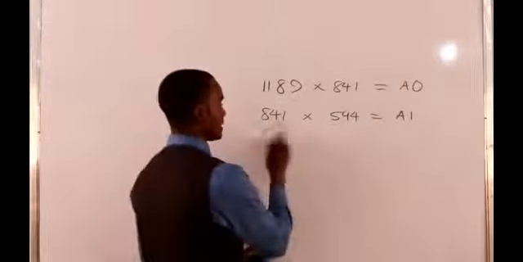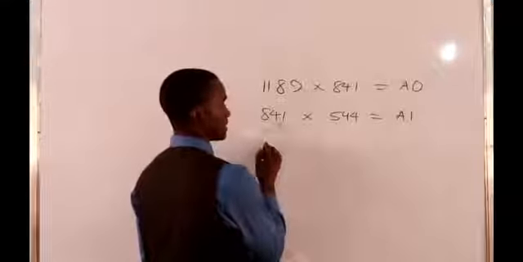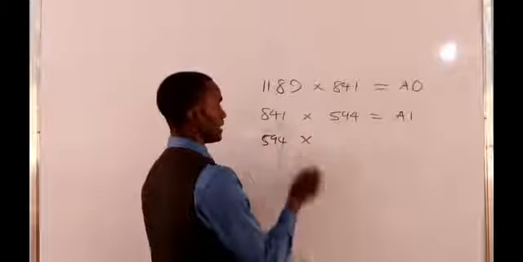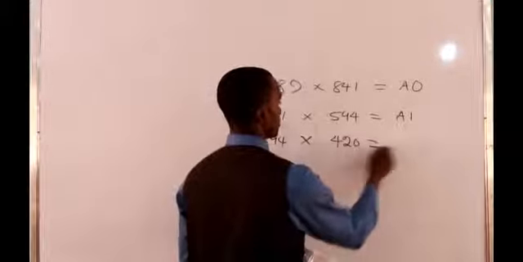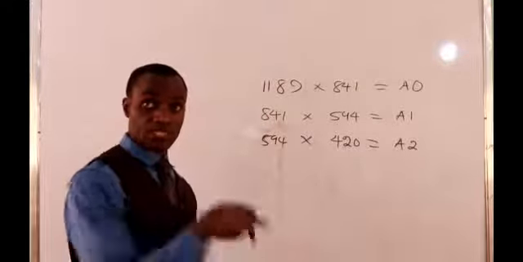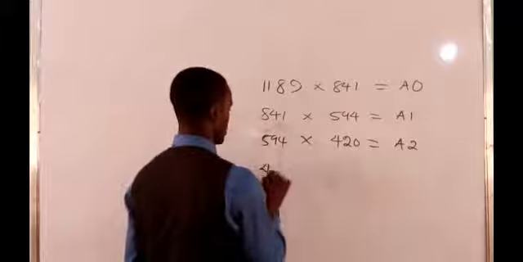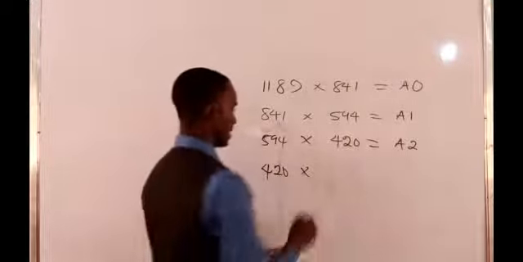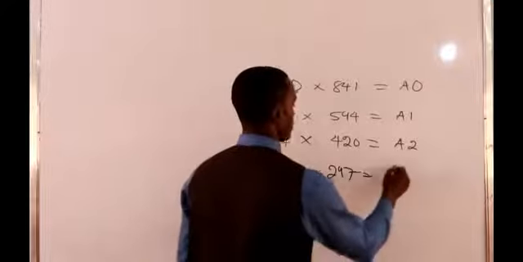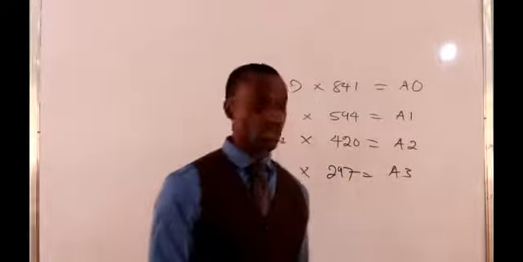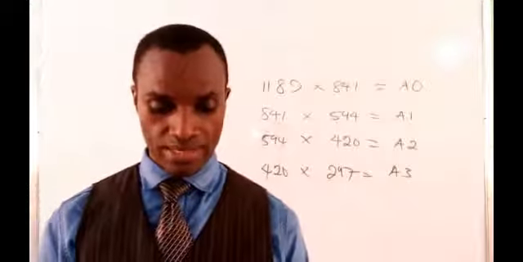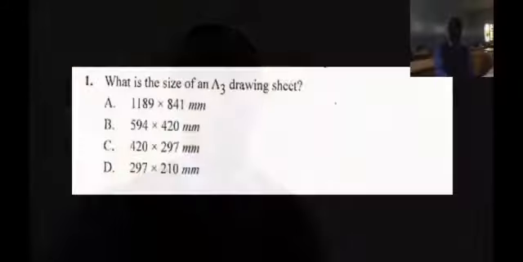Then, to get A2 paper, you take that 594 and divide 841 by 2, which is going to be 420 approximately, which is A2. So to get our A3, which is what is asked here, this one becomes 420, and you divide it by 2, you have 297. So this is A3. And if you go for the options, you clearly establish here that the correct answer is C.